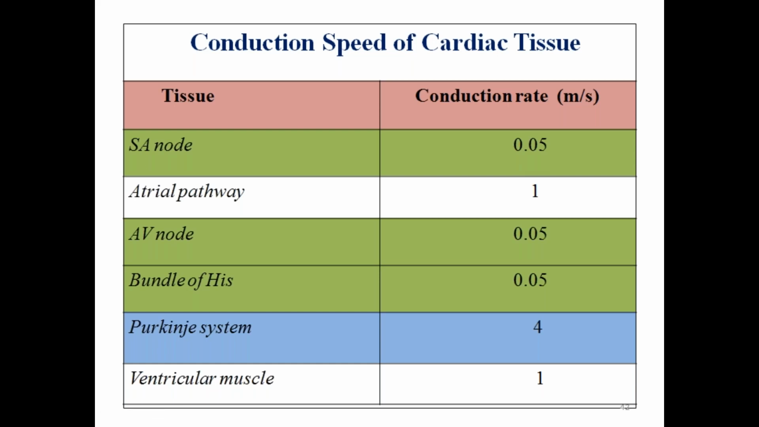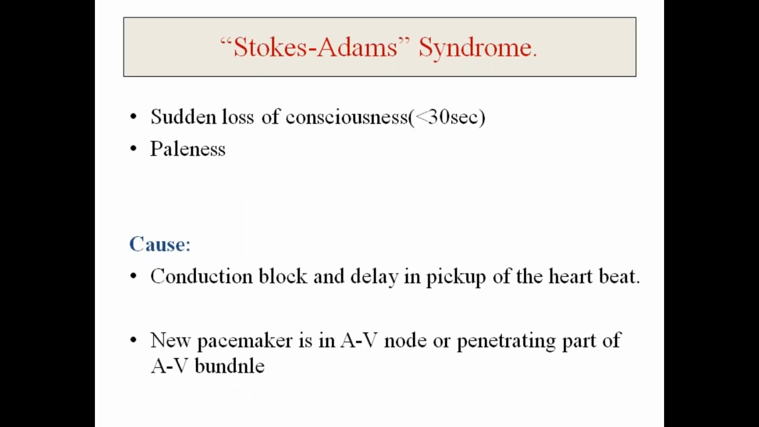In the atrial pathway and ventricular pathway, it is 1 meter per second. But in the Purkinje system, the speed of conduction is 4 meters per second. Why? Because they have very high numbers of gap junctions. So remember that the reason for AV nodal delay is that at the AV node and bundle of His, there is a smaller number of gap junctions. That's why the impulse coming from the atria is somewhat delayed at the AV node and bundle of His, so that first there is contraction of atria and then contraction of ventricles.